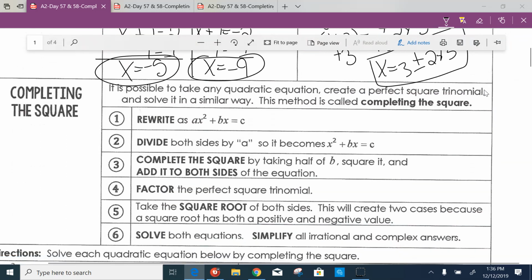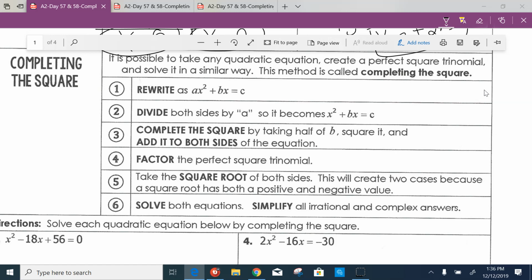We're going to do more of this today, and there's a specific process called completing the square, which is the actual process we're going to follow. It is multi-step, but it is pretty easy.